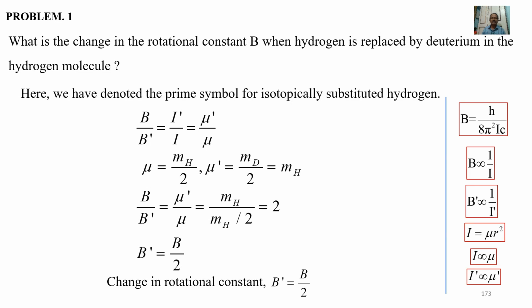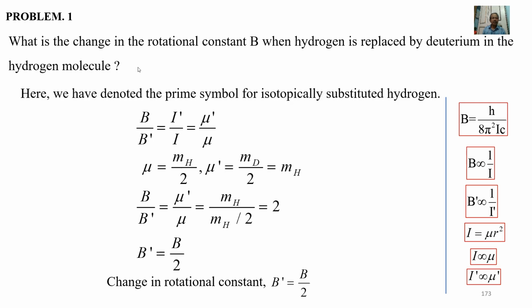In this lecture, we shall discuss some problems related to rotational spectroscopy. Problem number 1. What is the change in the rotational constant B when hydrogen is replaced by deuterium in the hydrogen molecule?